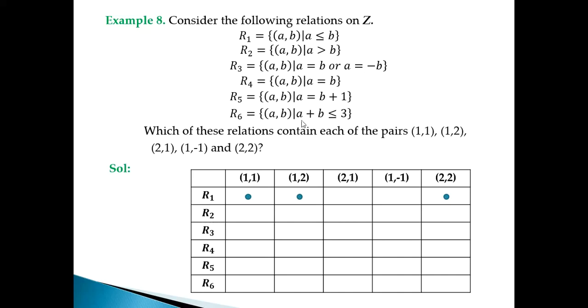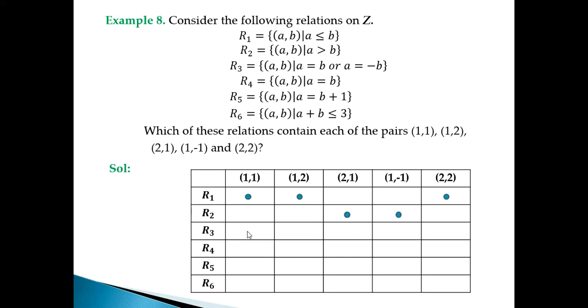Now come to R2. The R2 condition is A is greater than B. 1 is greater than 1? No. 1 is greater than 2? No. 2 is greater than 1? Yes. So this ordered pair will be in R2. Next, 1 is greater than minus 1. Yes, 1 is greater than minus 1. So this ordered pair will be in R2. 2 is greater than 2? No. So this will not.